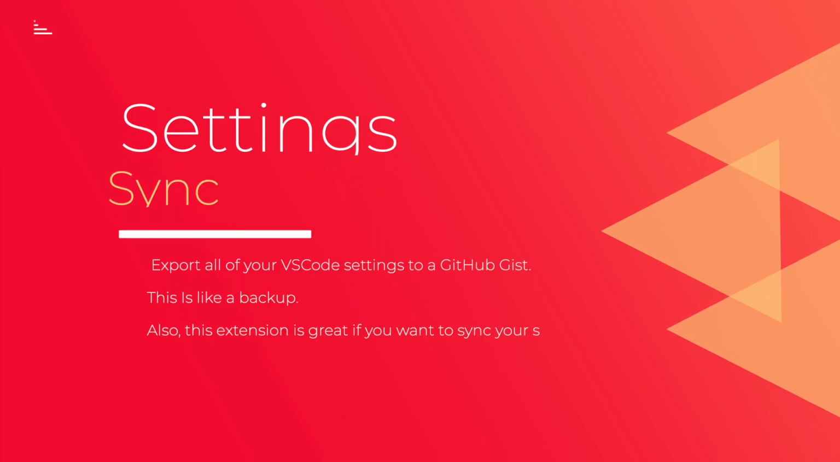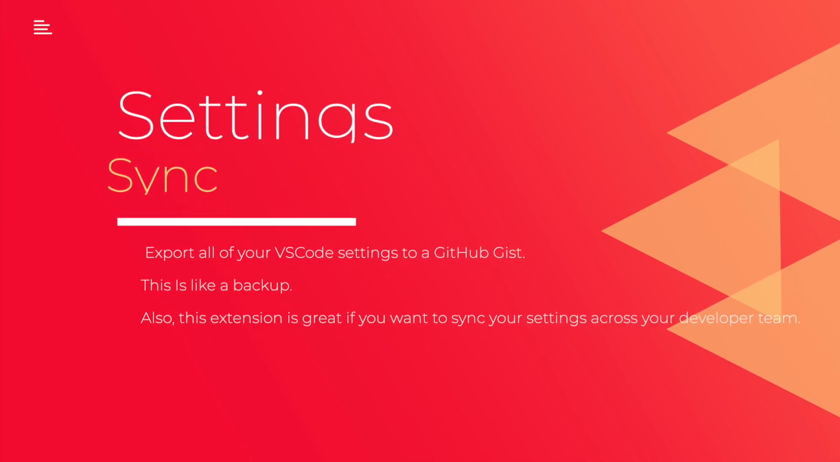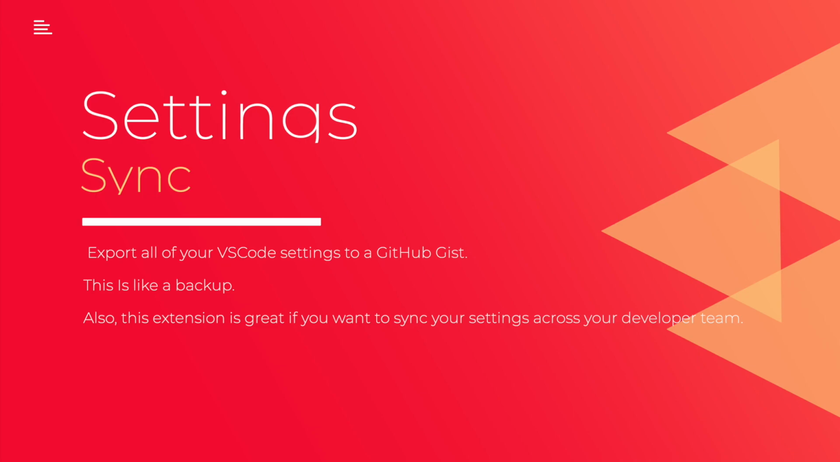So with Settings Sync, you can export all of your VS Code settings to a GitHub gist. So in the event where something goes wrong with your system, or if VS Code gets deleted for some reason, you still have a backup of your settings somewhere.